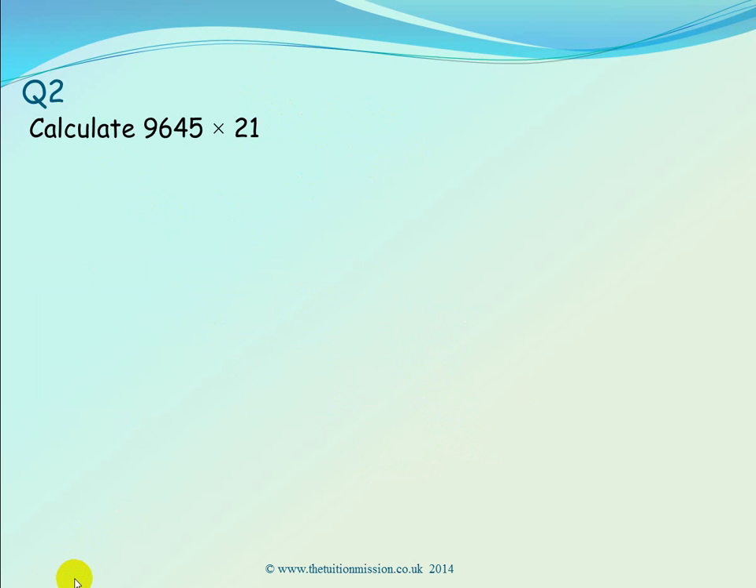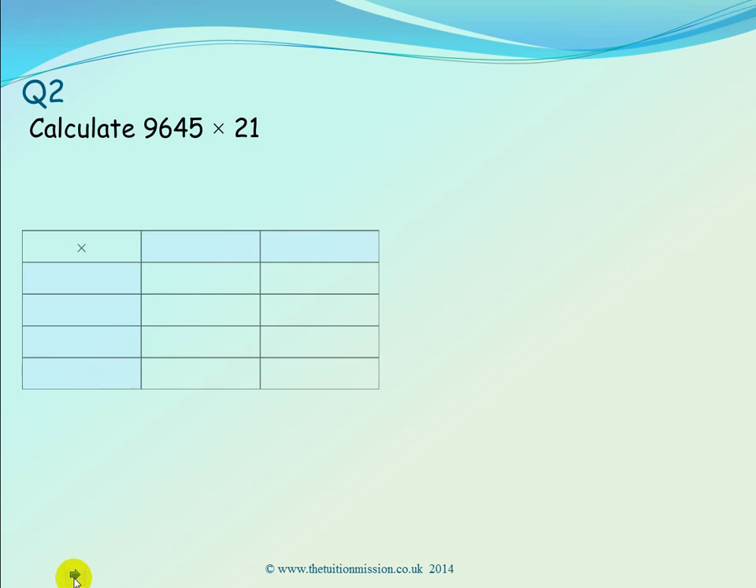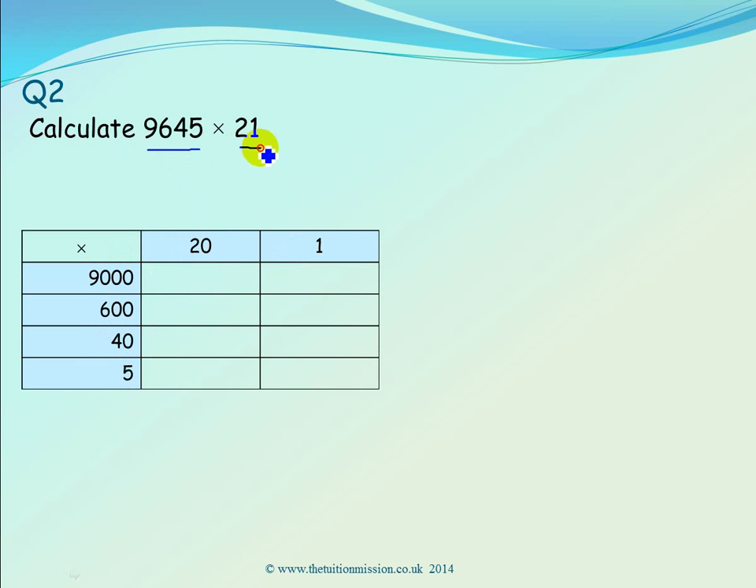Let's have a go at another one. So 9,645 times 21, same size grid as before, and I filled in the values in the same way. 9,640 and 5 from my first number, and 20 and 1 from my second. And now I'm going to start filling in my cells.